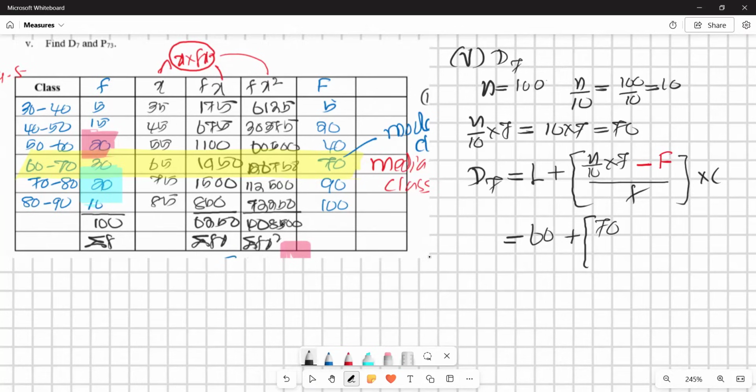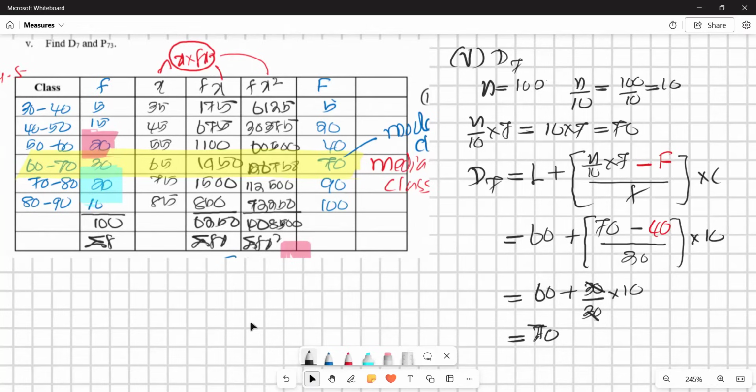Already calculated. Capital F, the preceding one, is not 70, it is 40. This is the famous error. Divided by small f, which is 30, into C. You know how to get that too. Simplified, 60 plus 30 divided by 30 into 10. 30 will cancel out. The answer must be 70. Because it is exactly the last one, median D7 will be 70.